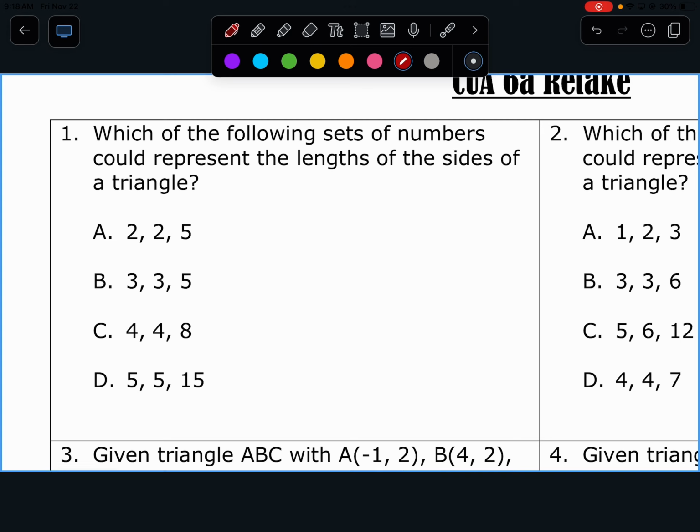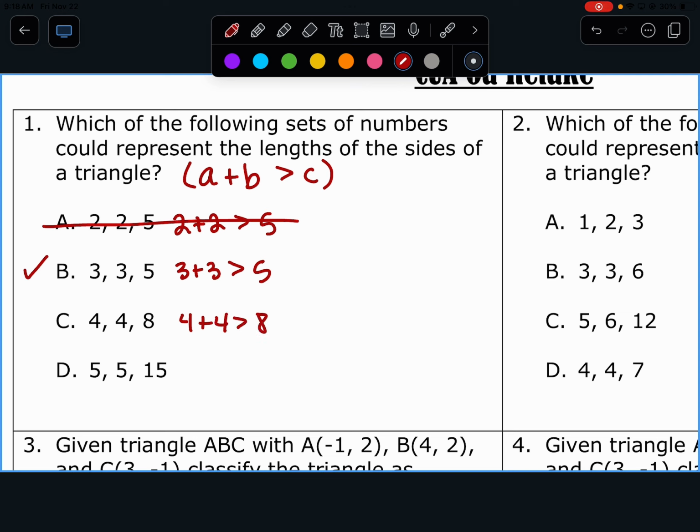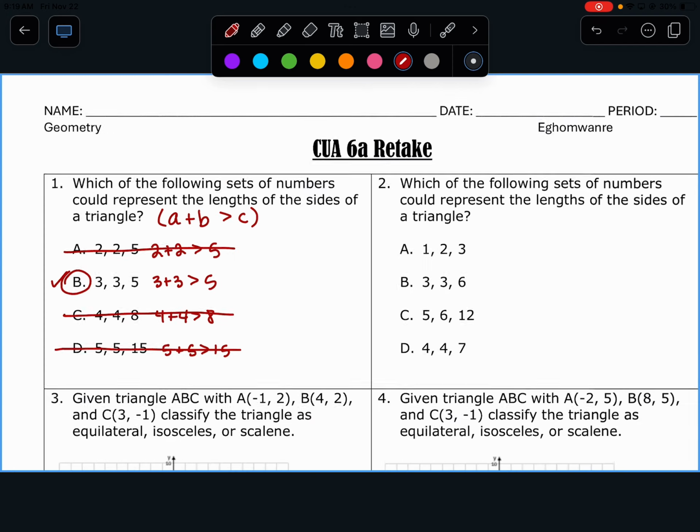Which of the following sets of numbers could represent the lengths of the sides of a triangle? So what you're going to do is add together the two smaller sides and see if it's greater than the largest side. So is 2 plus 2 greater than 5? No. Is 3 plus 3 greater than 5? Yes. Is 4 plus 4 greater than 8? No. Is 5 plus 5 greater than 15? No. So B is our correct answer. Go ahead and try number 2.